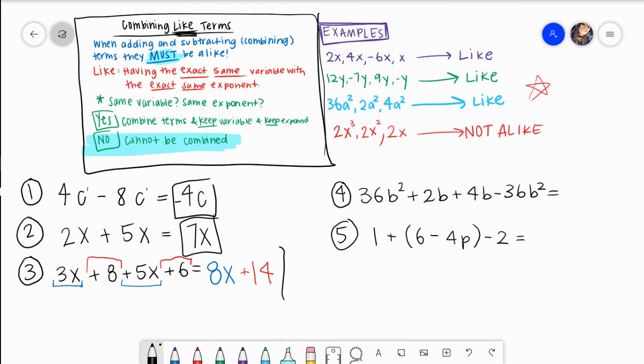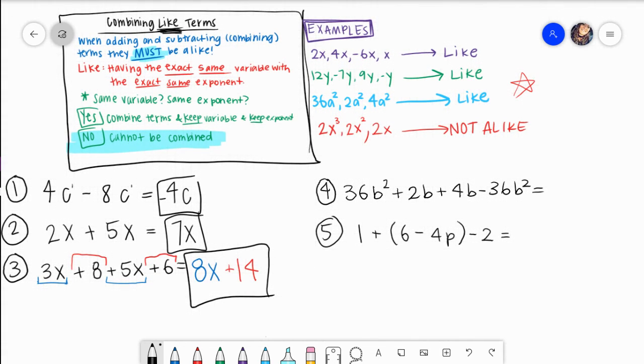Now look at it again. My 8x and my 14, are they alike? No, my 8 has a variable, my 14 doesn't. So this would be that highlighted answer, no. Same variable, same exponent, no. Now my step says cannot combine. What I mean by cannot combine is they just are what they are. You can't perform any math right here. The answer is both of those terms, 8x and a positive 14. Okay, so let's get over to problem 4.